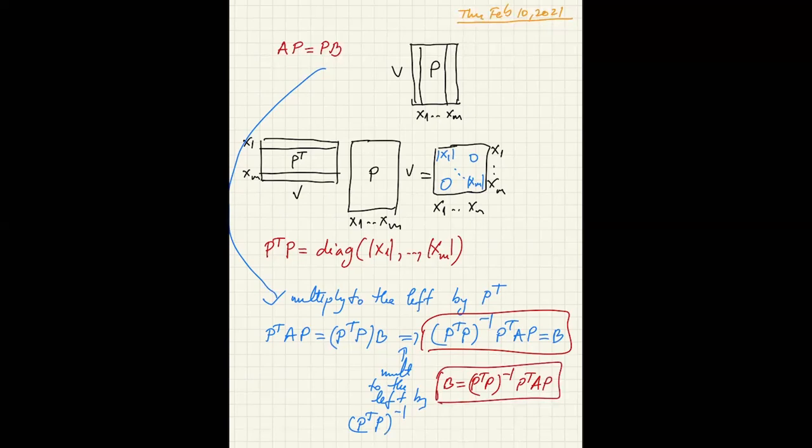Now, okay, where are we going with this? Well, before we state the main result of this part, let me just say one quick thing. One observation is that B is not symmetric in general.